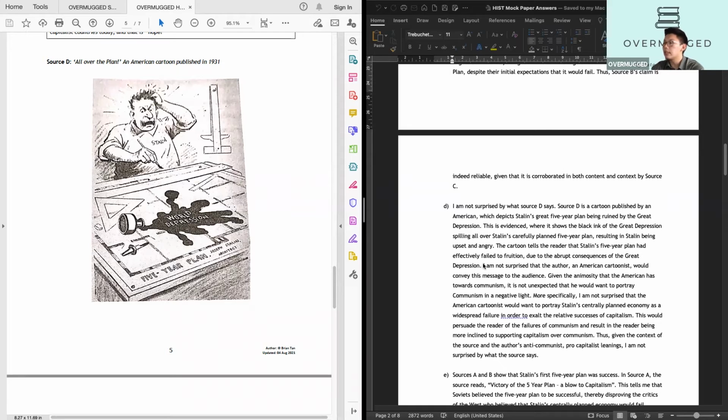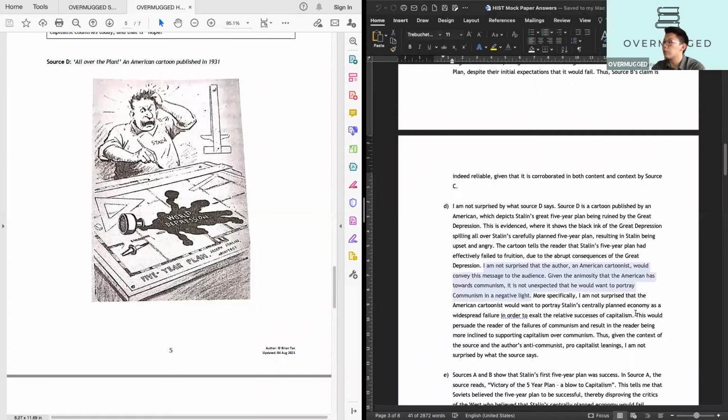So you can see here, what is important is this particular analysis of the provenance. So I am not surprised that the author, an American cartoonist, would convey this message to the audience. Why? Because of the animosity that the American has towards communism, it is not unexpected that he would want to portray communism in a negative light. More specifically, I'm not surprised that the American cartoonist would want to portray Stalin's centrally planned economy as a widespread failure in order to exalt the relative successes of capitalism.